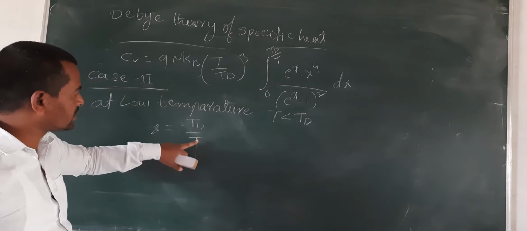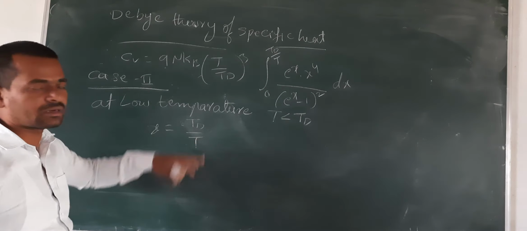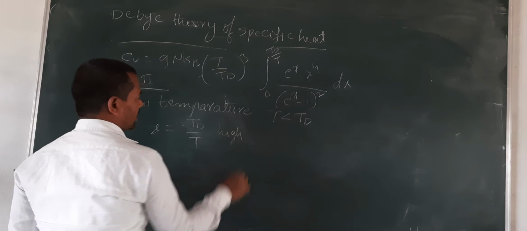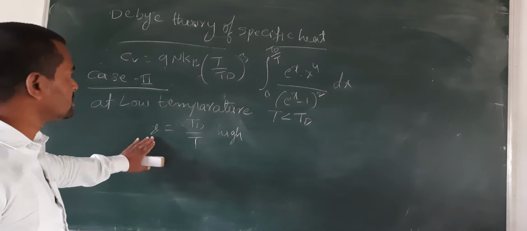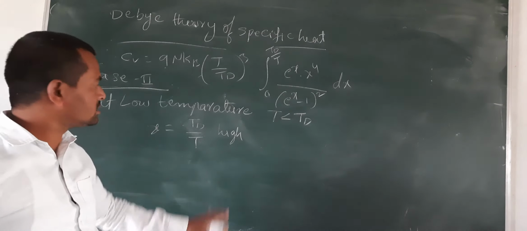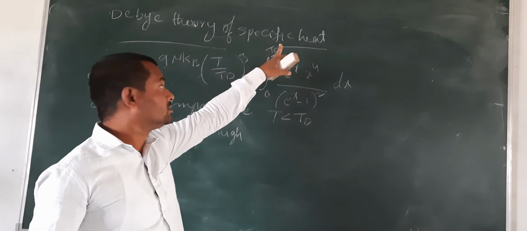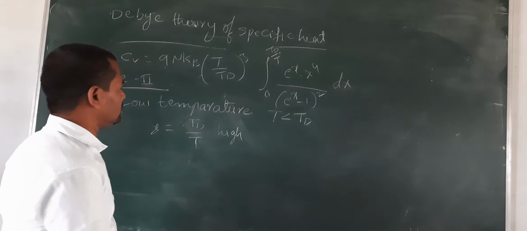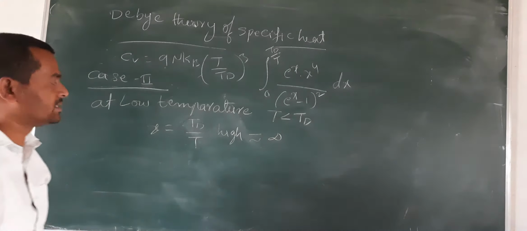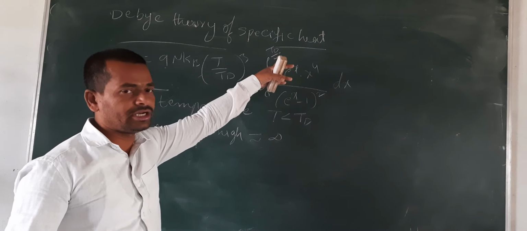When temperature is lower, the denominator term is lower, then the X term will be high. So that means the X value is high, this ratio TD by T is high. This high means I am saying it is approximately equal to infinity. We must consider it as infinity. Now substitute infinity here in place of this.